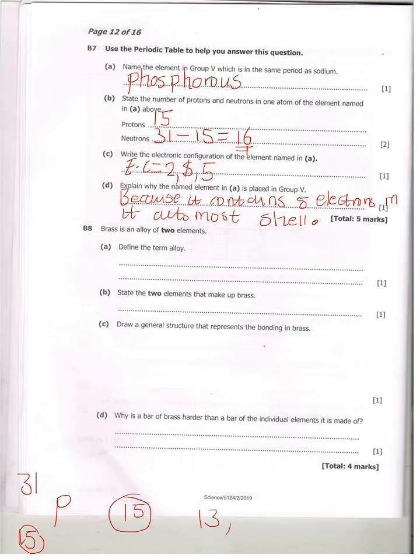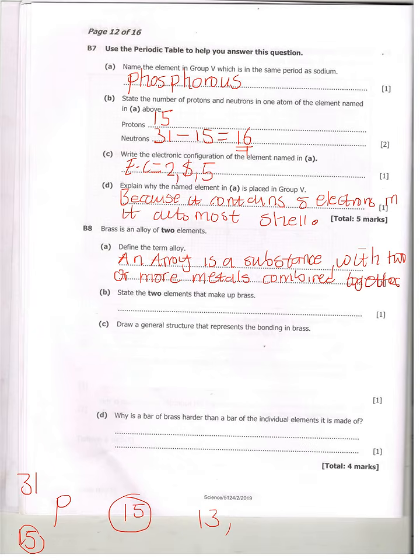So an alloy, define the term alloy. Is a substance with 2 or more metals combined, 2 or more metals combined together. Remember, sometimes it can be maybe a non-metal and a non-metal. It's not only. So let's put slash. So 2 or more metals / non-metals combined together.